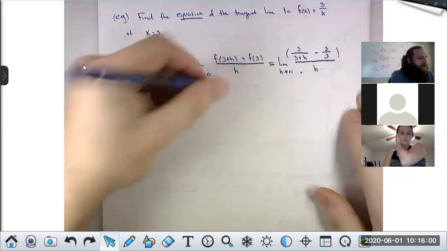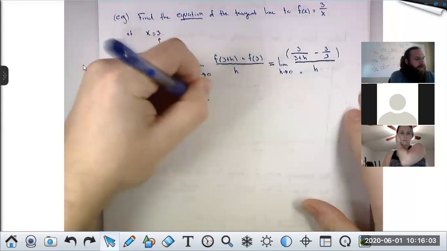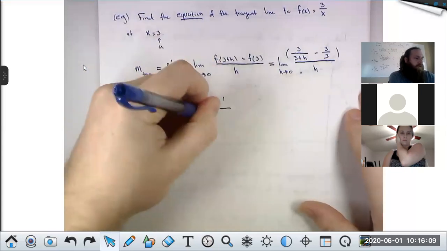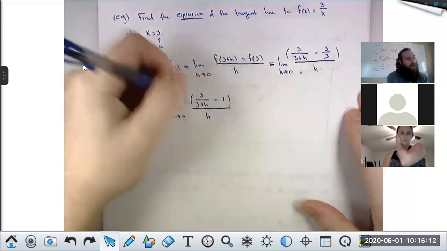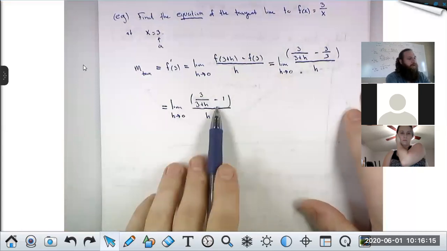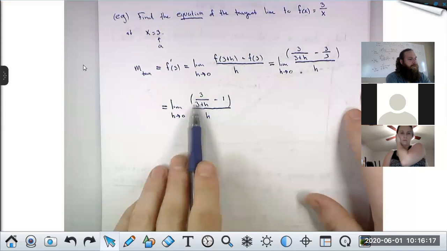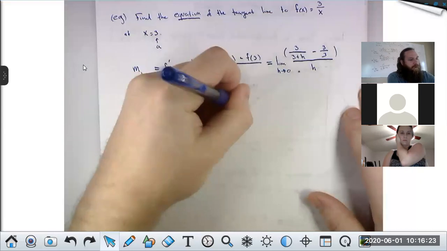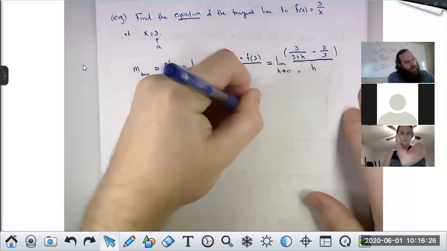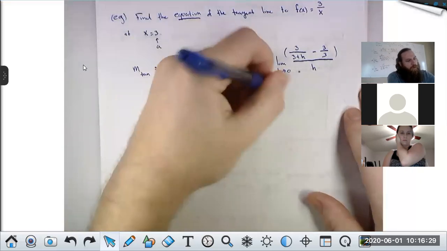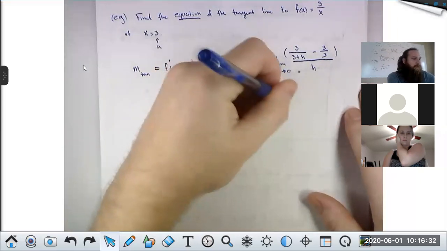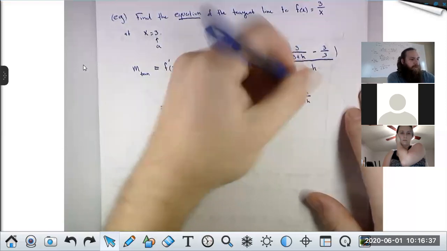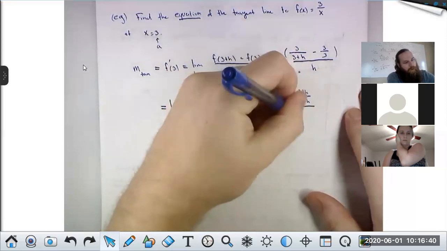So this is the limit as h goes to 0. 3 over 3 is the same as 1. Let's start there. So this is 3 over 3 plus h minus 1 all over h. And then in order to have a common denominator up here, I need to write this guy as something with the same denominator as this. So I'll multiply the 1 by 3 plus h over 3 plus h. So this is 3 over 3 plus h minus 3 plus h over 3 plus h, all divided by h.